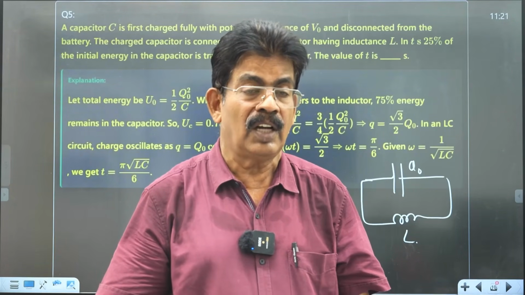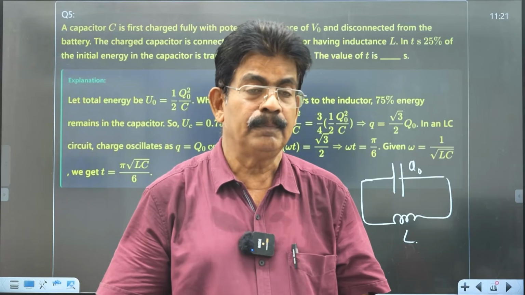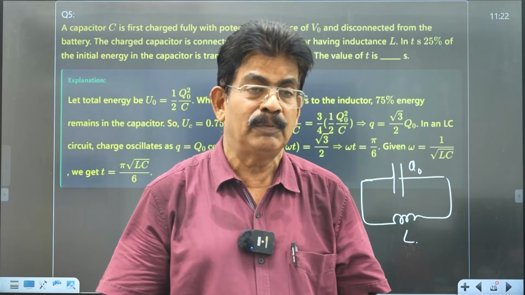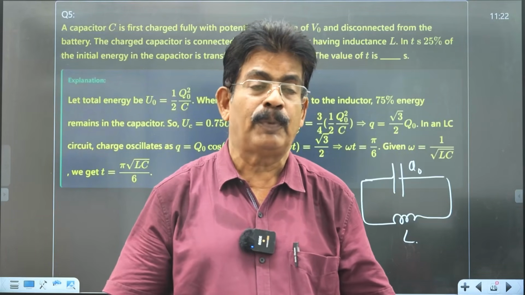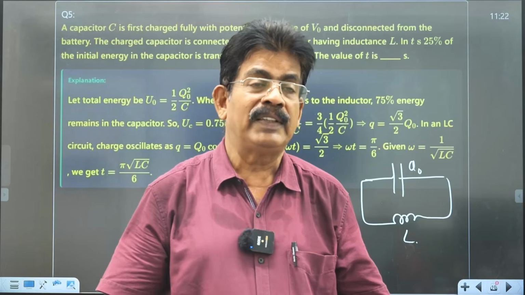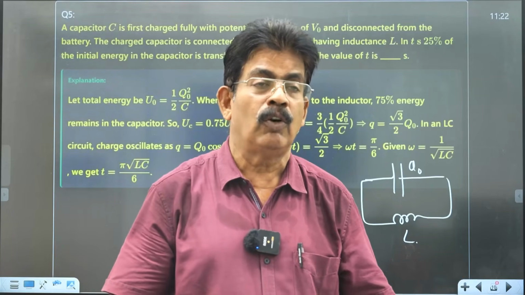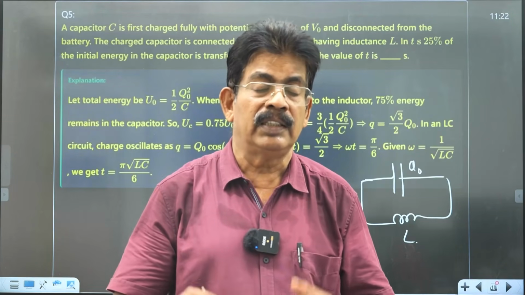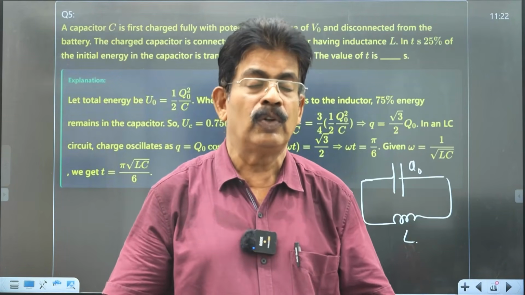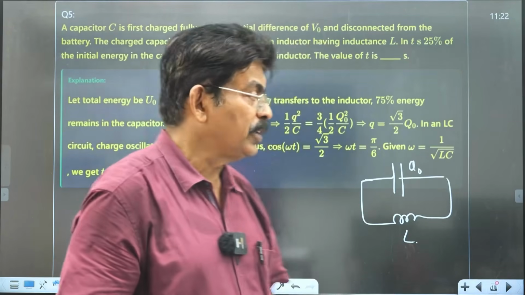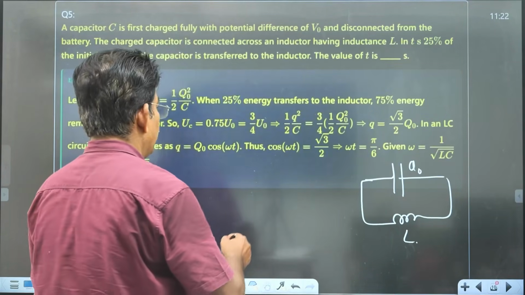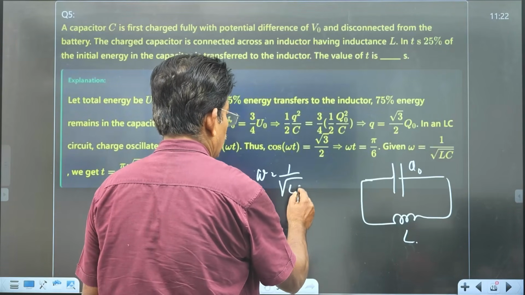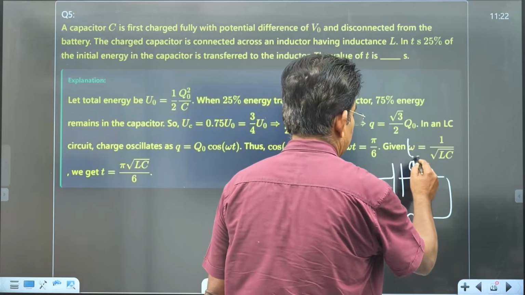Capacitor gets discharged, current in the inductor increases, and when the capacitor is fully discharged, current in the inductor is maximum. Then the capacitor is charged with opposite polarity. When the capacitor is fully charged, reversal happens in the opposite direction. So charge in the capacitor will be decreasing and increasing, current in the inductor will be oscillating, and energy will be oscillating. So this leads to LC oscillation. In LC oscillations, we know that the angular frequency is equal to 1 by root LC.